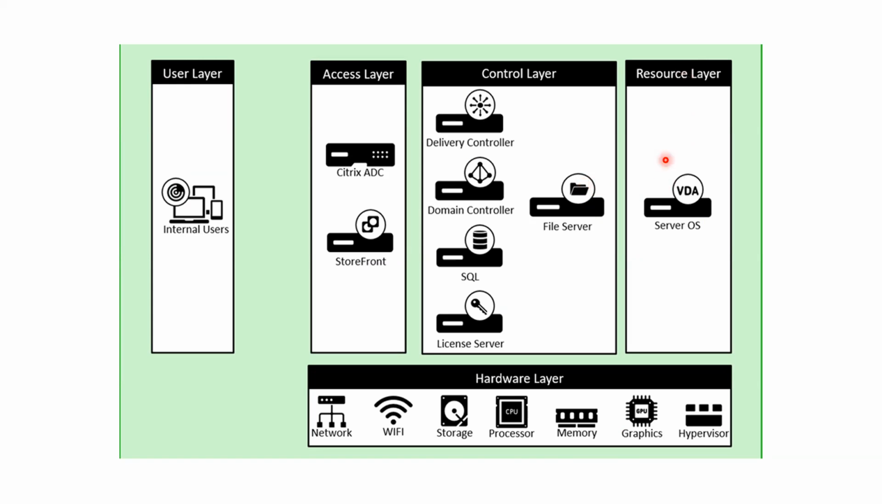And in the resource layer, you will find the resources, whatever application, desktop, URL or anything else you are publishing. It should be hosted on your server operating system in the case of XenApp. But in the case of XenDesktop, it will not be a server operating system, it will be a desktop operating system. Okay guys, what is the difference between a server operating system and a desktop operating system? Any idea on that, anyone?